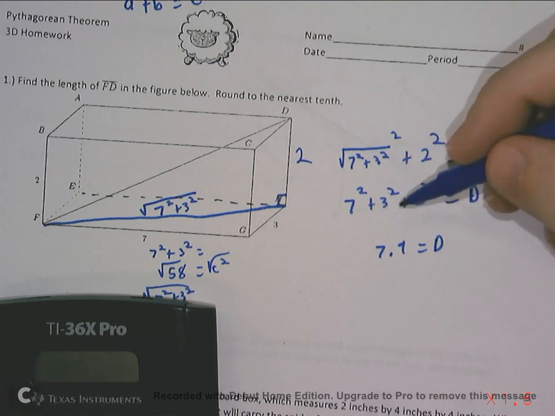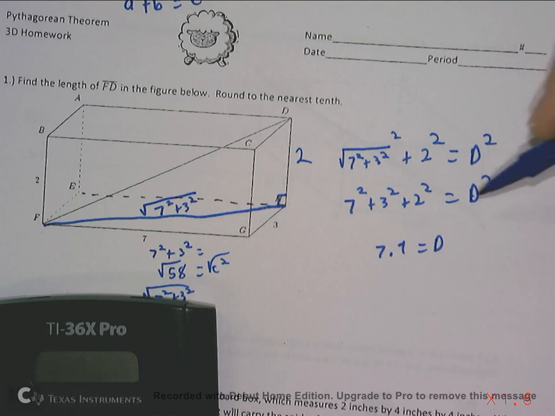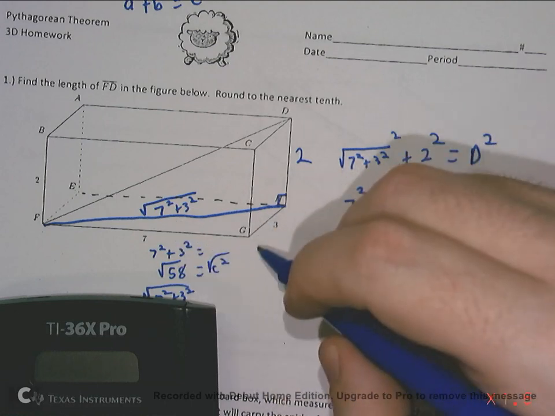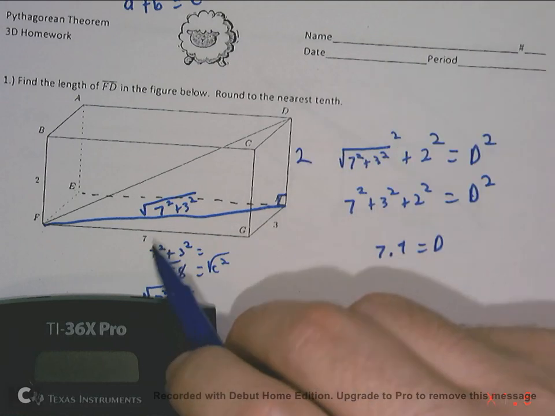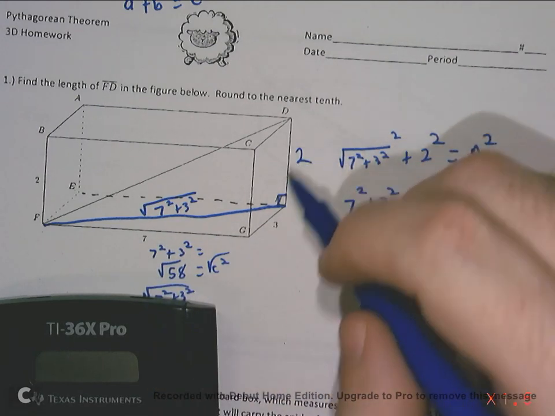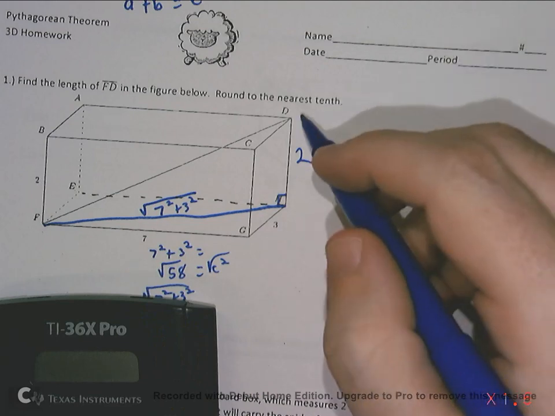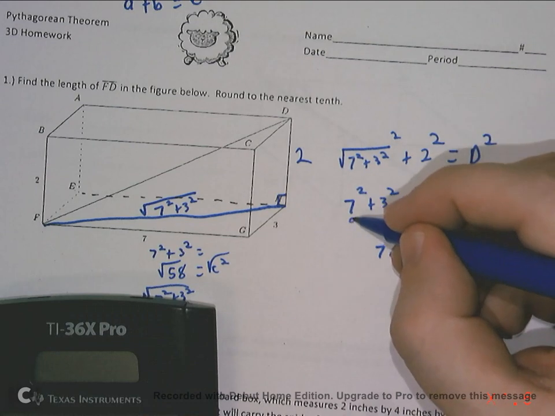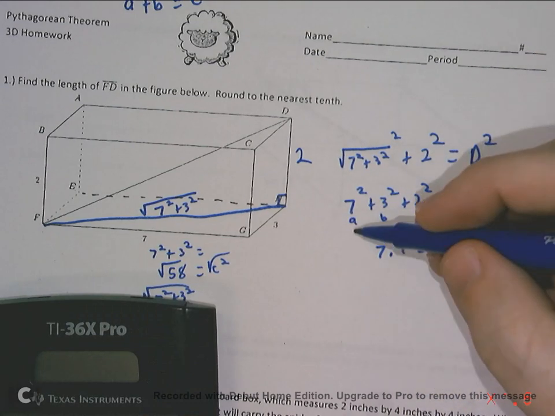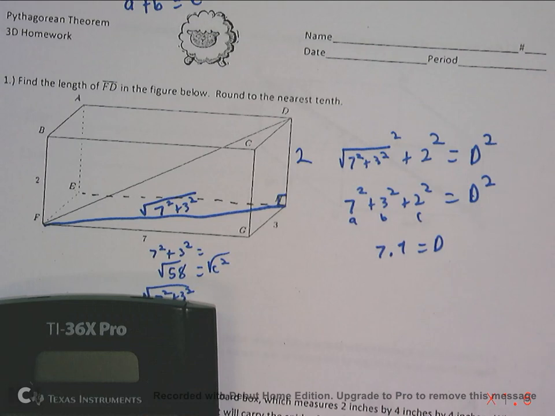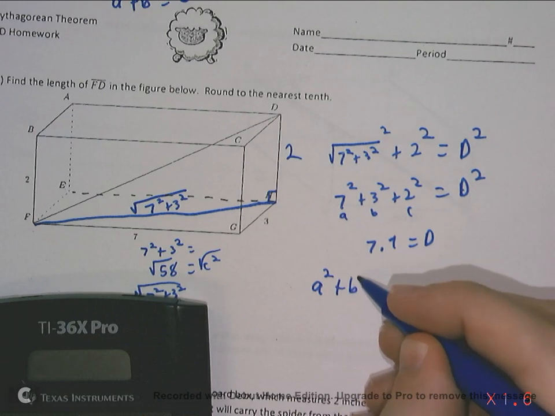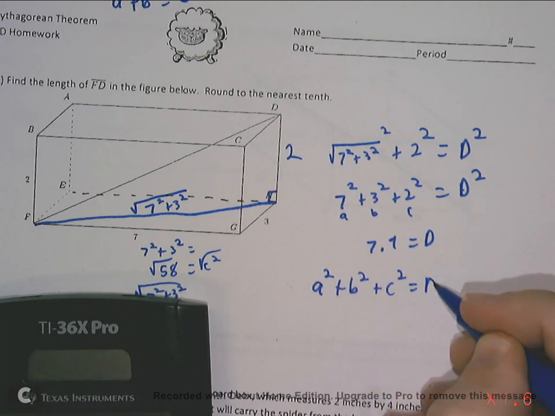But let's look at what I have written right here. We have these two side lengths, and then we have this side length. So we have the length, the width, and the height. If we square those and add them together, it should equal the diagonal squared. And that is our 3D Pythagorean theorem. If I call these A, B, C, it would be a squared plus b squared plus c squared equals the diagonal squared. So our 3D Pythagorean theorem is a squared plus b squared plus c squared equals d squared.